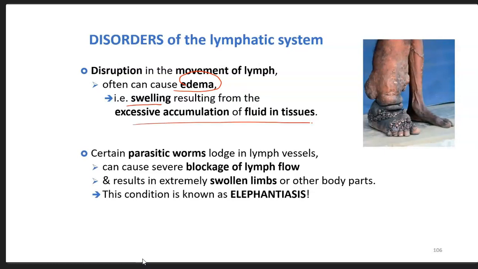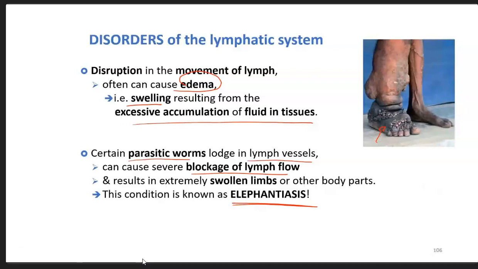An example is the disease elephantiasis, due to the presence of parasitic worms lodged inside lymph vessels. These parasitic worms block the flow of the lymph, resulting in extremely swollen limbs or other body parts. As you can see, this person's legs are starting to get darkened, so the cells are starting to receive less nutrients and less oxygen from the blood.